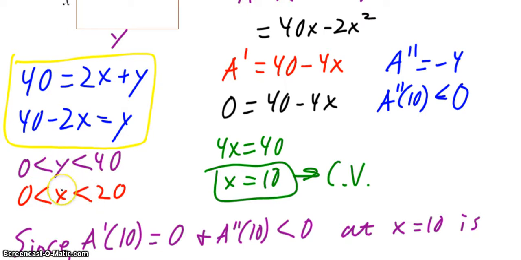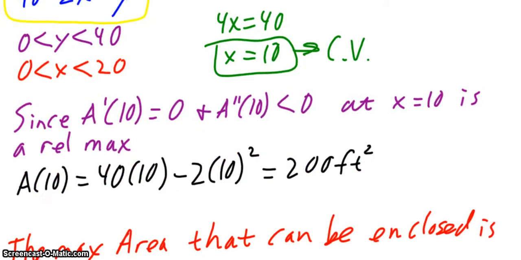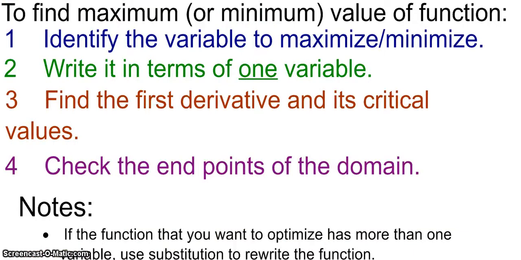But if these were closed intervals, I would have to also look at the endpoints to see, is one of those a maximum or a minimum? Or in this case, is it a larger maximum than 200 square feet? But since those are open intervals, I don't have to worry about that. Okay, so that's checking the endpoints of the domain.